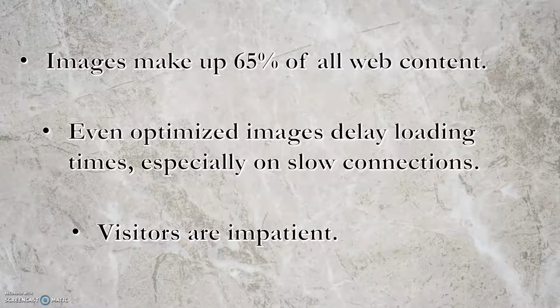So we all know that images make up a huge part of the web. About 65% of all web content is made up of images. A few weeks ago we learned how to optimize our images using Photoshop or other programs so that the file sizes aren't so big. However, many websites, even though their images are optimized, still contain many images, and load times can still take a while, and visitors are impatient in today's world. Everybody wants everything right now, right away.